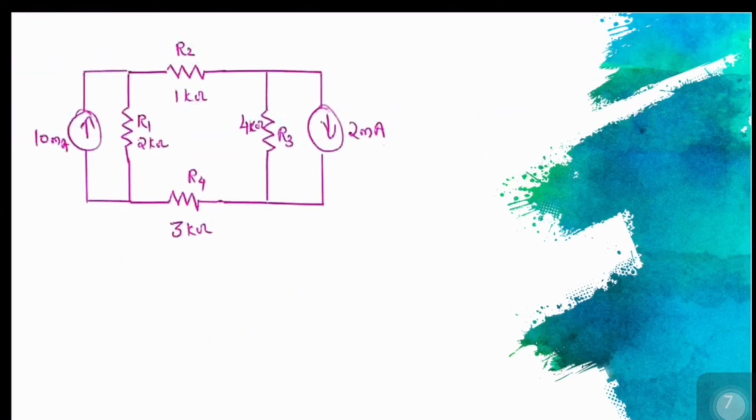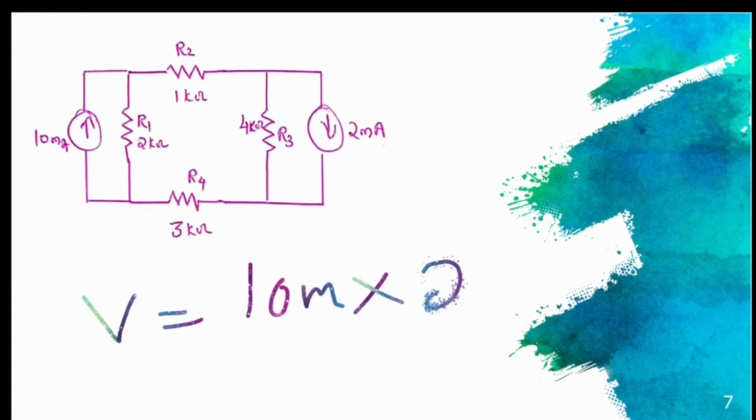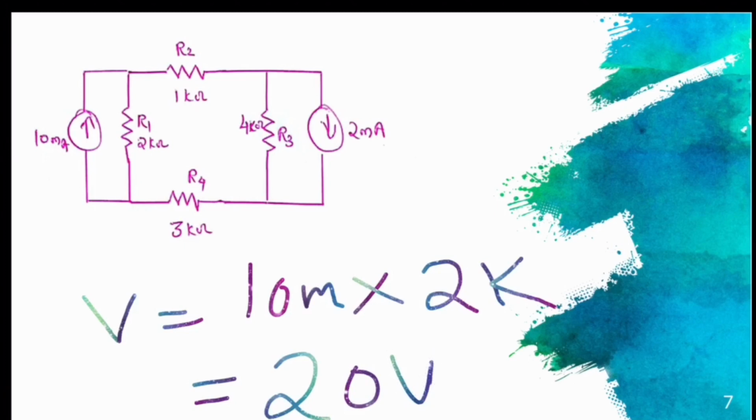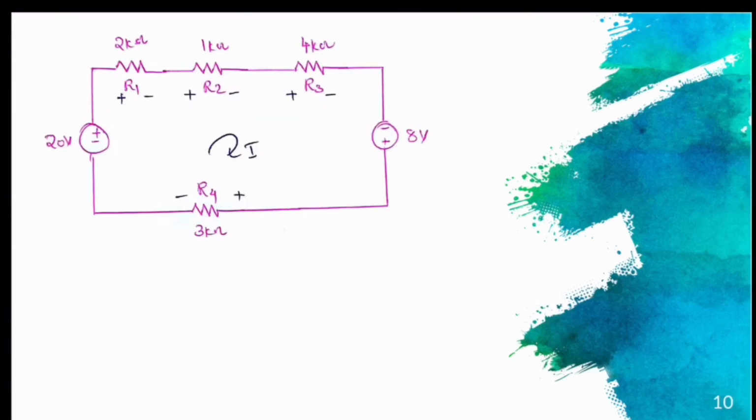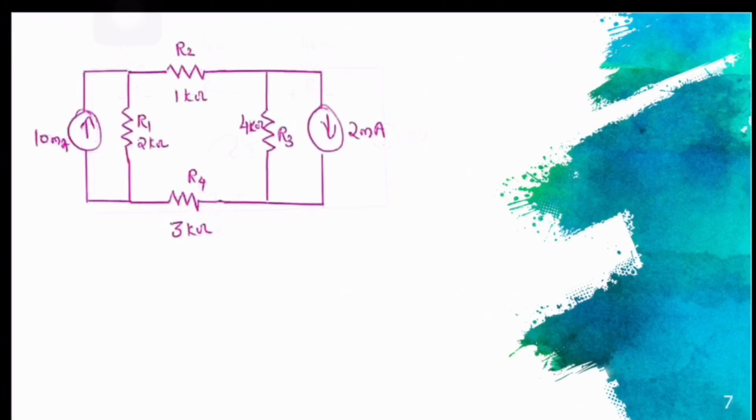So let's do that. Here you can see a 10 milliampere current source in upward direction with a parallel connected 2 kilo ohm resistor. It is equivalent to a voltage source with the value V is equal to 10 milliampere into 2 kilo ohm. That is 20 volts with positive polarity at the top. So you can see here a 20 volt voltage source with a series connected resistor of 2 kilo ohm. What is our next task?